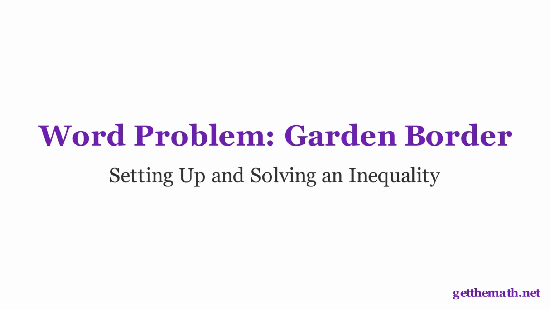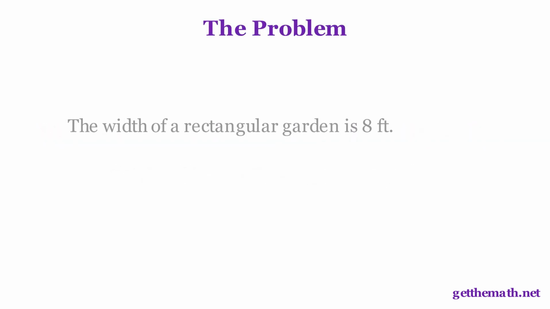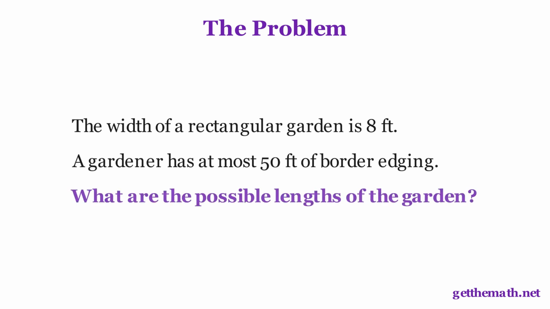Today we are solving a word problem about a garden border. We will set up an inequality using the perimeter formula. Solve it step by step. Write the answer in interval notation. And graph it on a number line.